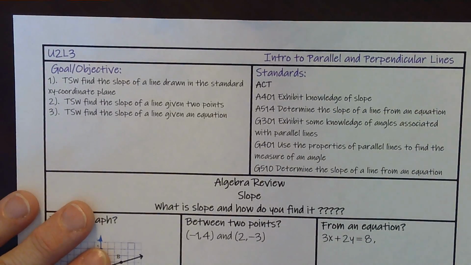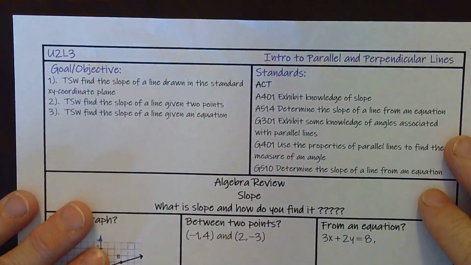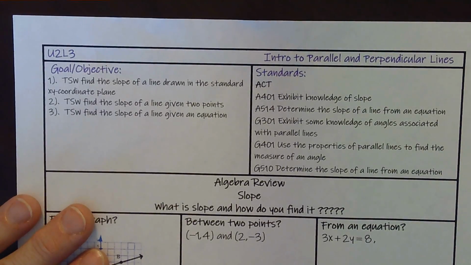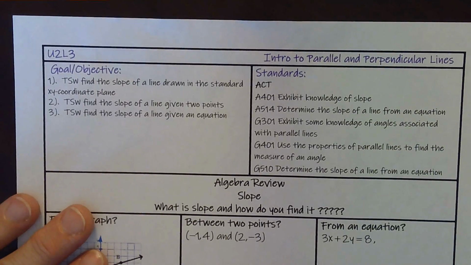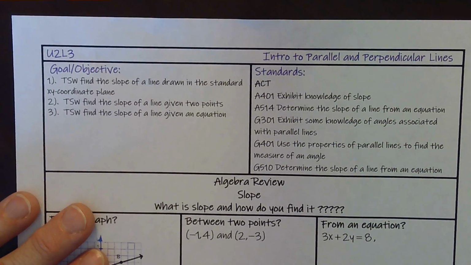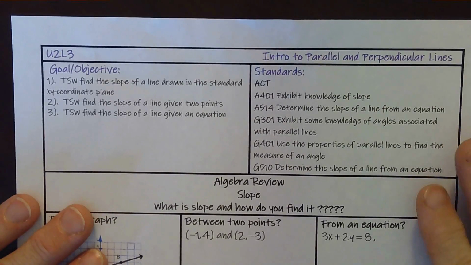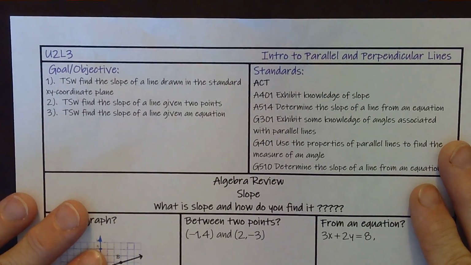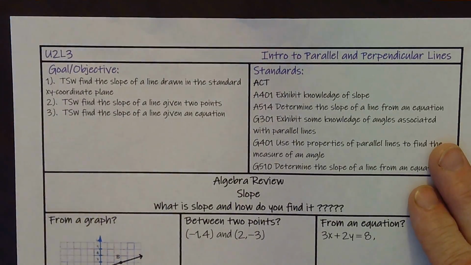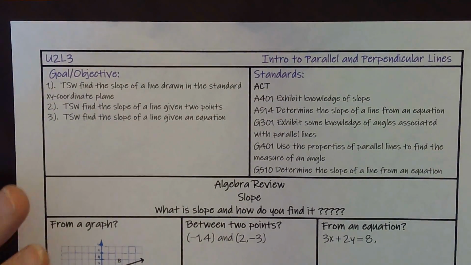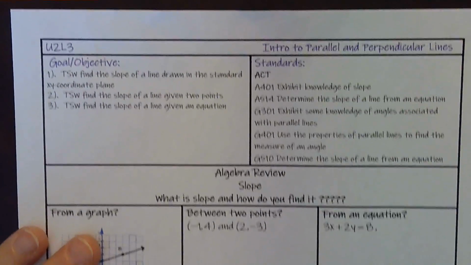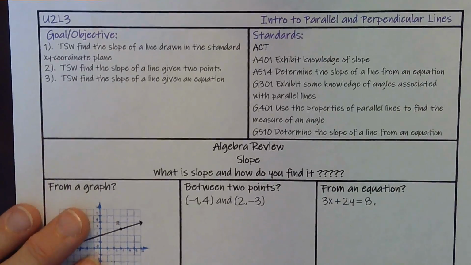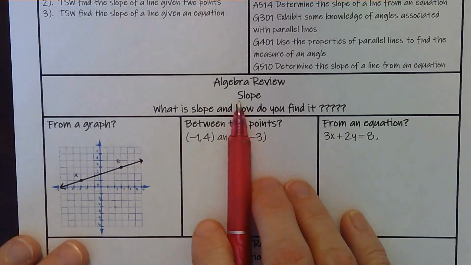All right, hey guys, we're going to review a topic or concept from Algebra 1 because we need to know about slope and parallel and perpendicular lines and writing equations. And you did all of those things in Algebra 1. But parallel and perpendicular lines are so important or prevalent in geometry that I think it's worth taking a little time to review. So, what is slope and how do you find it?